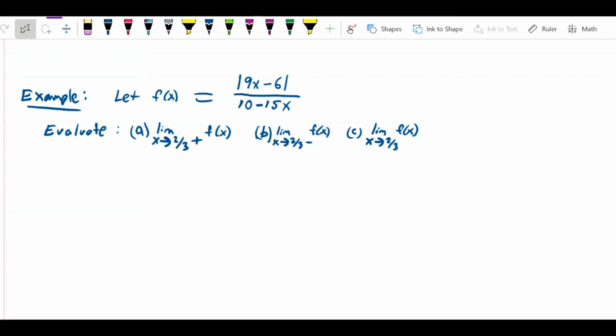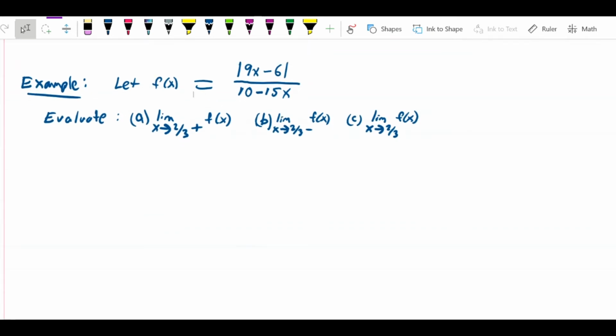So let's do a slightly more complicated example, and I want to use it just to make one other point about this type of function. So we have here the function f of x equals the absolute value of 9x minus 6, over 10 minus 15x. And we're going to evaluate its left, right, and both sides limit as x approaches 2/3.